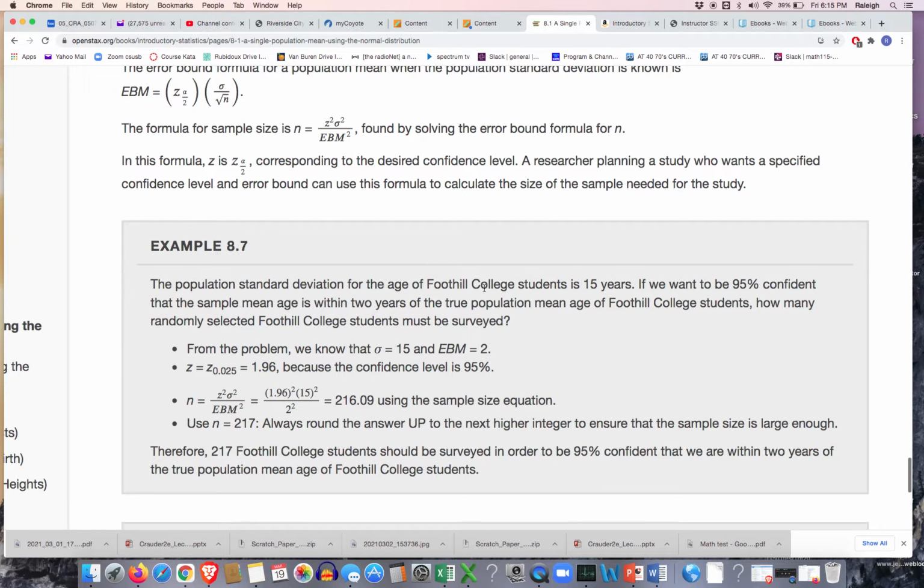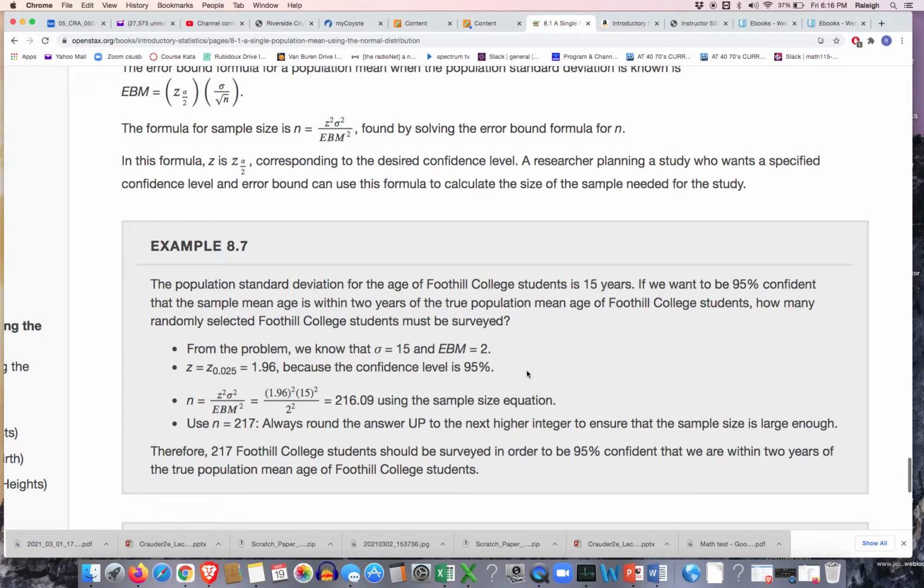The age of certain students has a standard deviation of 15 years. Wow, that's pretty young. Oh, I'm sorry, that's the population standard deviation. Okay, now we want to be 95% confident that the sample mean age is within 2 years. The within number is the error, that's the E, or EBM if you wish, of the true population mean age. Notice we didn't say what the mean was. We're just giving you the error. The mean is nowhere found in this formula.